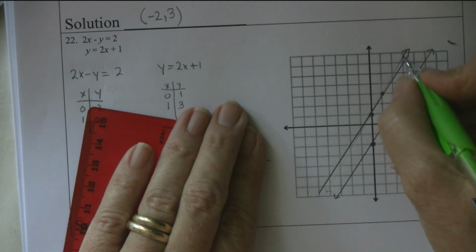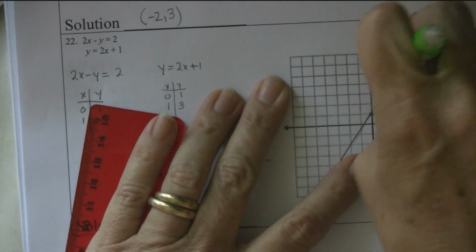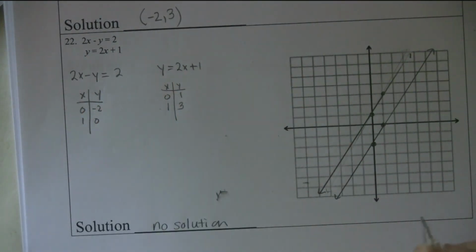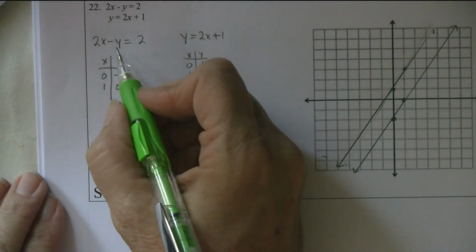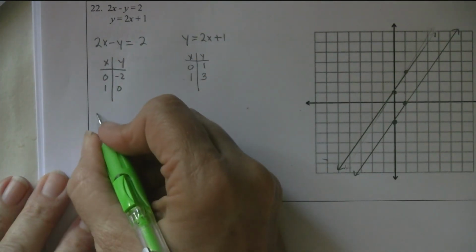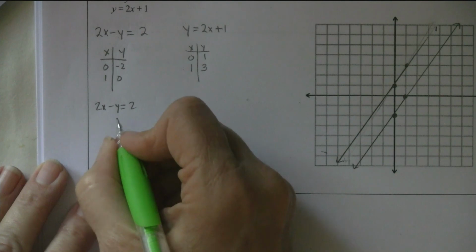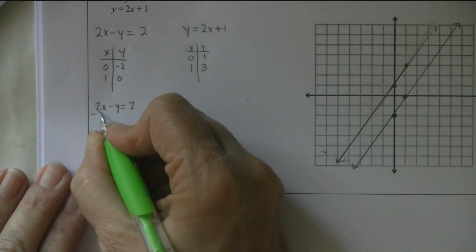And so now that I've gone through there a little bit, now they're looking very parallel, right? If I wanted to make sure, I would solve this one for y. And then it would be in slope-intercept form. And parallel lines, remember, have the same slope.